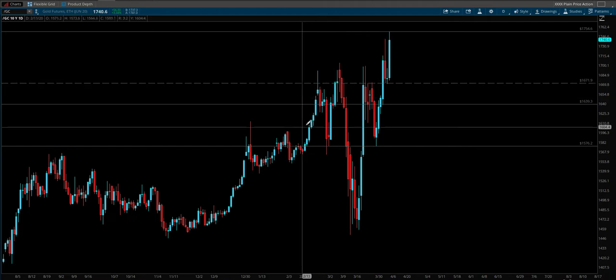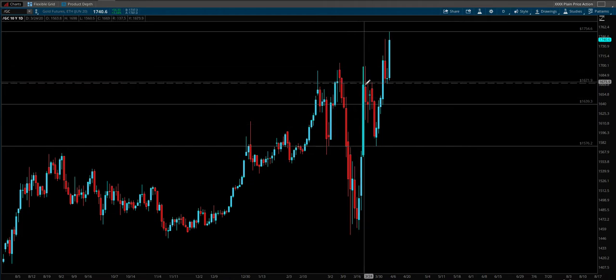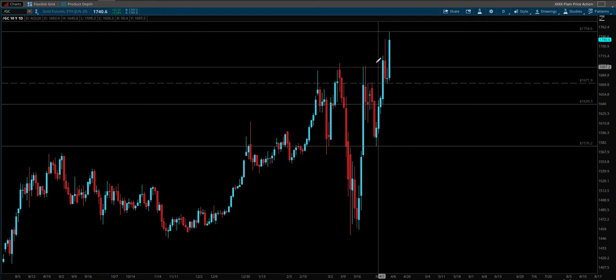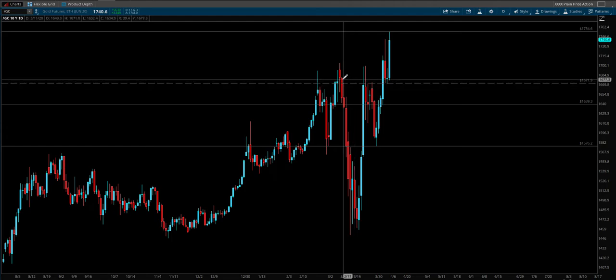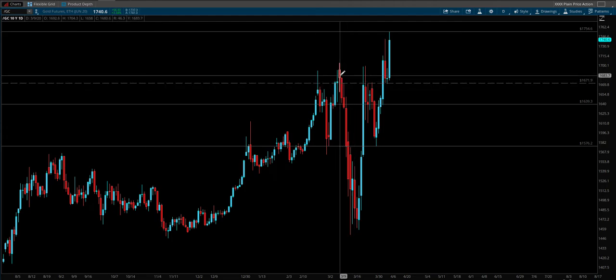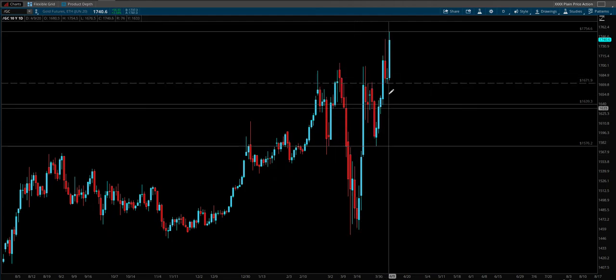And like I said before, prior resistance broken, once broken, becomes support. Same for the other way around. Prior support, once broken, becomes resistance. Like it was here. This was like support for a day maybe, and then it broke down and became resistance.